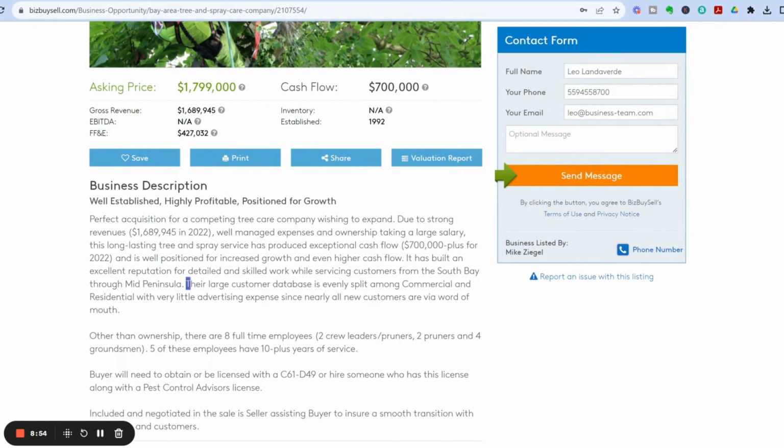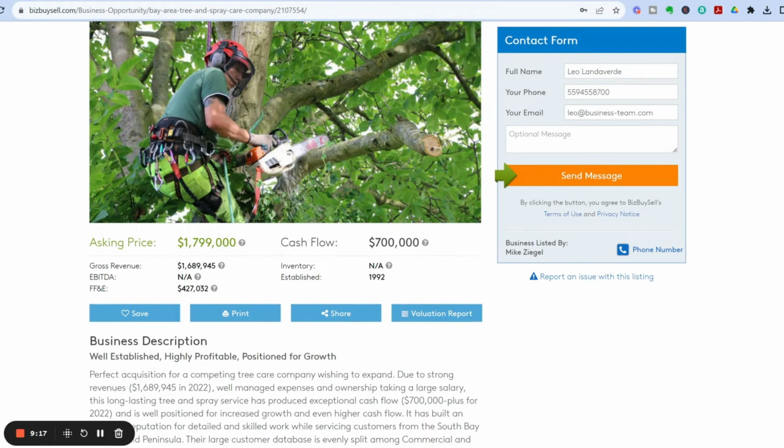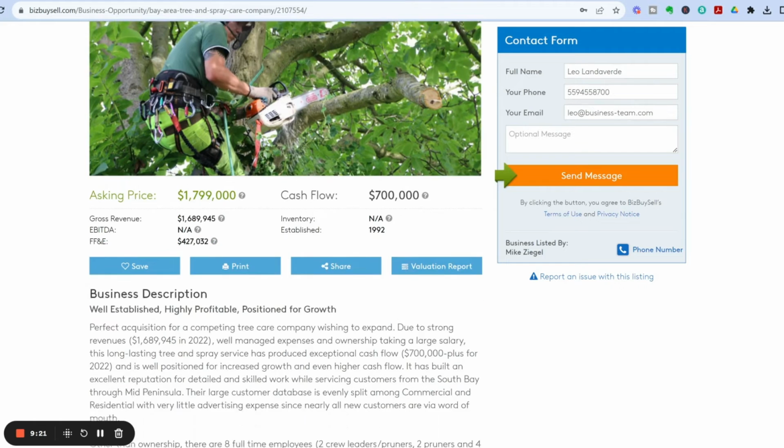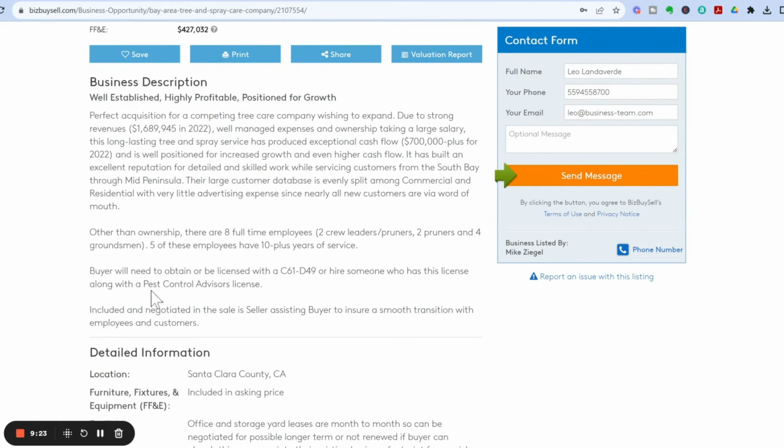Their large customer base, oh, I like that. It's evenly split between commercial and residential. That is great, with very little advertising expense. Nearly all new customers are word of mouth. That is fantastic. That is really good. I really like that the story makes sense. Tree service companies are notoriously just word-of-mouth advertising. If a professional marketer comes in and buys this business, it's really the sky's the limit.